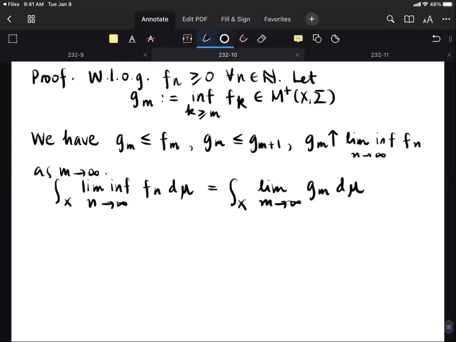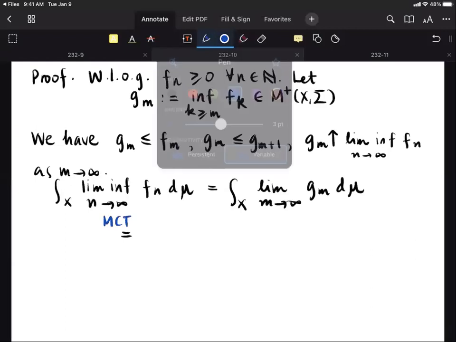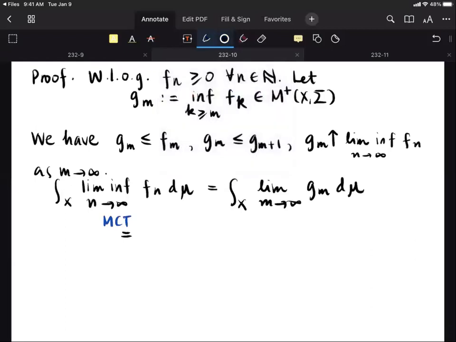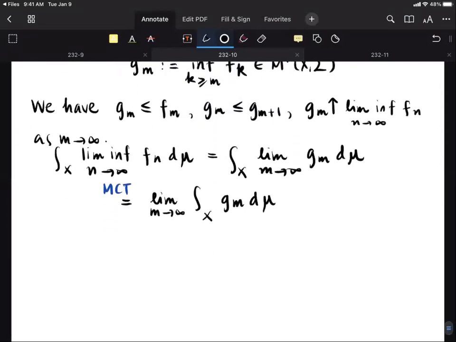And in this case, since G sub m increases to the limit inferior, this implies, applying the monotone convergence theorem, that we can pull out the limit since the sequence is now increasing. And since the limit exists, it is the same as the limit inferior.